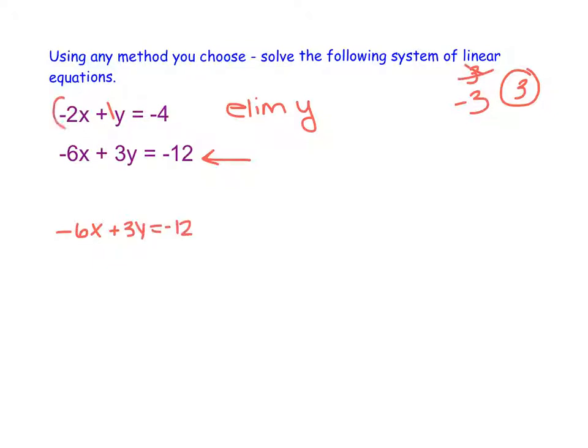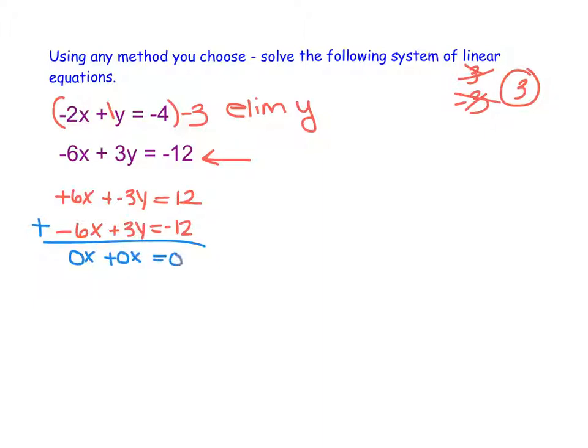And then I need to multiply this first equation through by a negative 3 to get that y to have a negative 3. So negative 3 times negative 2 is a positive 6x. Then I get negative 3 times 1 is a negative 3y is equal to negative 4 times negative 3, which is a positive 12. So now this is set up to work for elimination. So I then add those two equations together, and I end up with 0x plus 0y is equal to 0. So on the left-hand side, I really have 0, and on the right-hand side, I have 0.